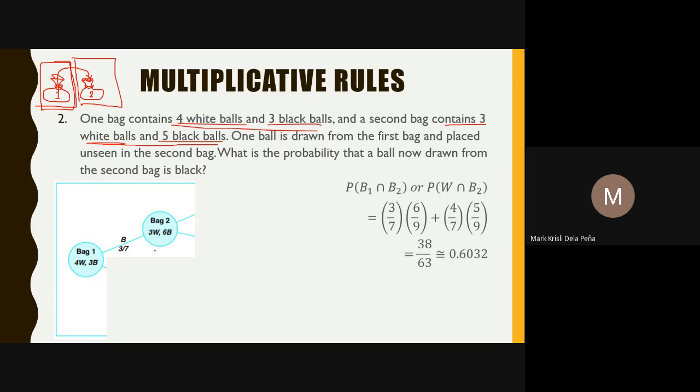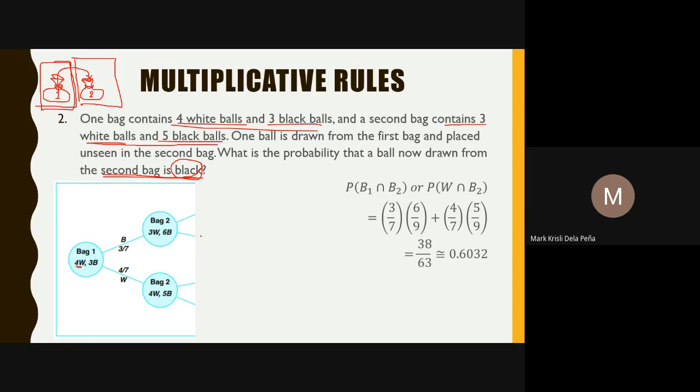Now what if we got a white ball? The probability of white is 4 out of 7. And what will happen to the second bag? It will now have 4 white balls and 5 black balls. Now, again, one ball is drawn from the first bag and placed unseen in the second bag. The question here is: what is the probability that a ball now drawn from the second bag is black? We are looking for the probability that the ball drawn from the second bag is black.